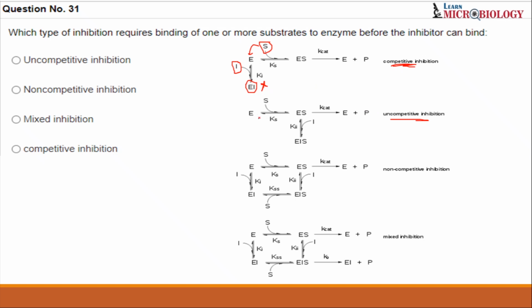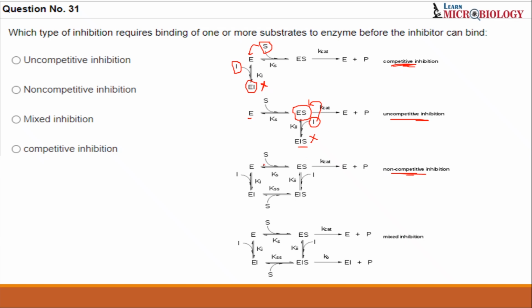Secondly, we have uncompetitive inhibition, where your enzyme binds to your substrate and forms the ES complex, but here the inhibitor cannot bind to the enzyme directly. It will only bind after this enzyme substrate complex is formed. Since it binds to the inhibitor, this particular complex becomes inactive. This happens in case of uncompetitive inhibition.